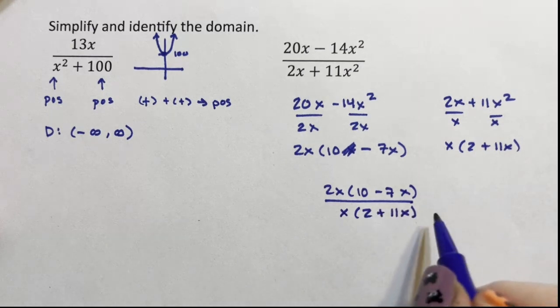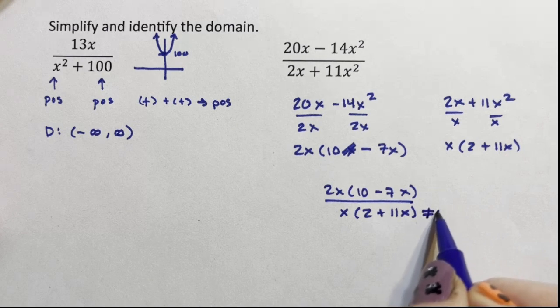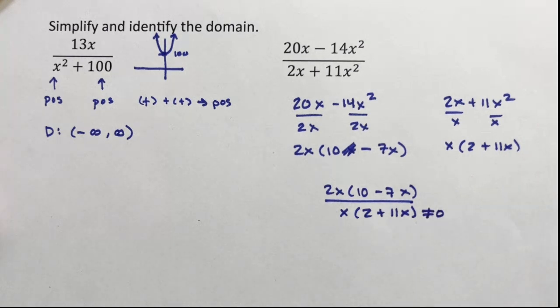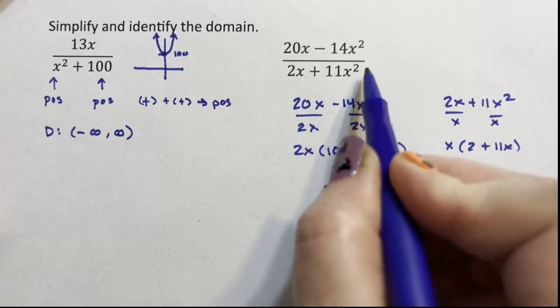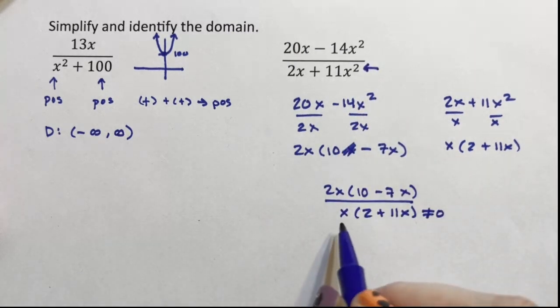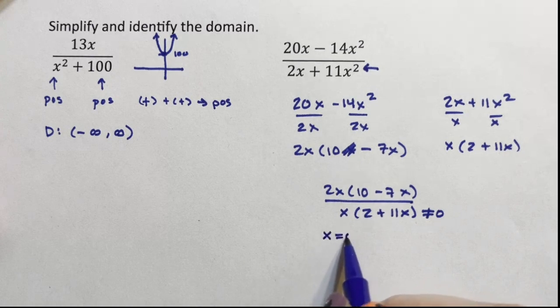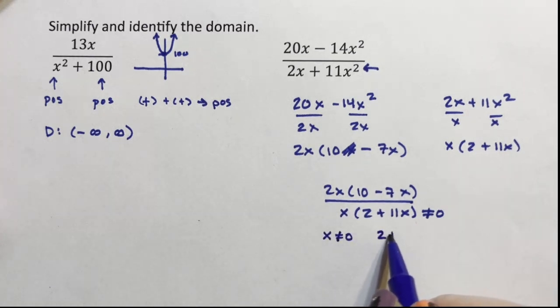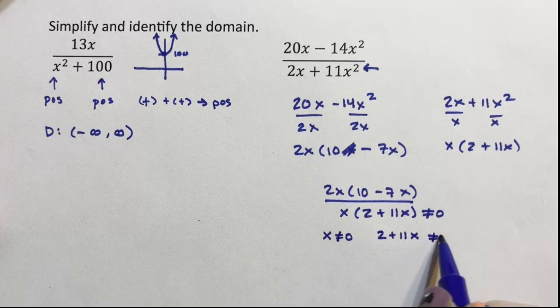So first things first, the denominator can't be 0. That's what the domain is. The denominator of a fraction can never be 0. And I want to start there because there are 2 x's in the denominator. This right here tells me there's 2 restrictions. And the 2 restrictions are x cannot be 0 and 2 plus 11x cannot be 0.